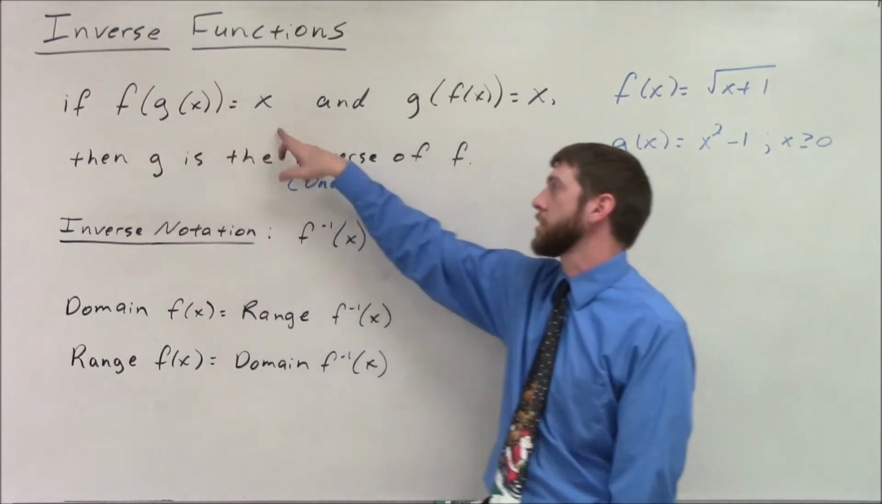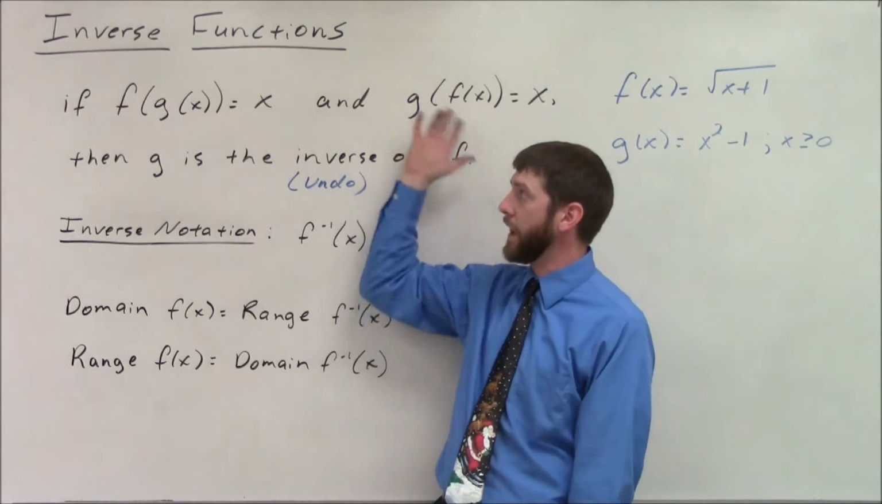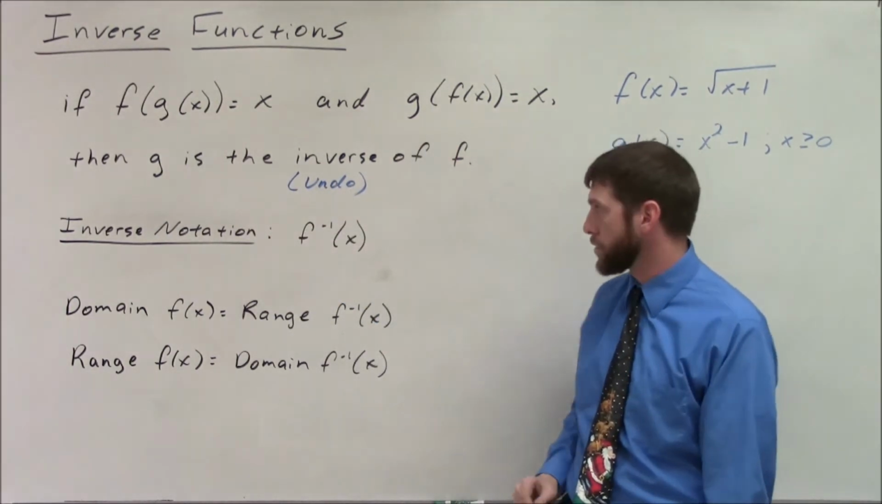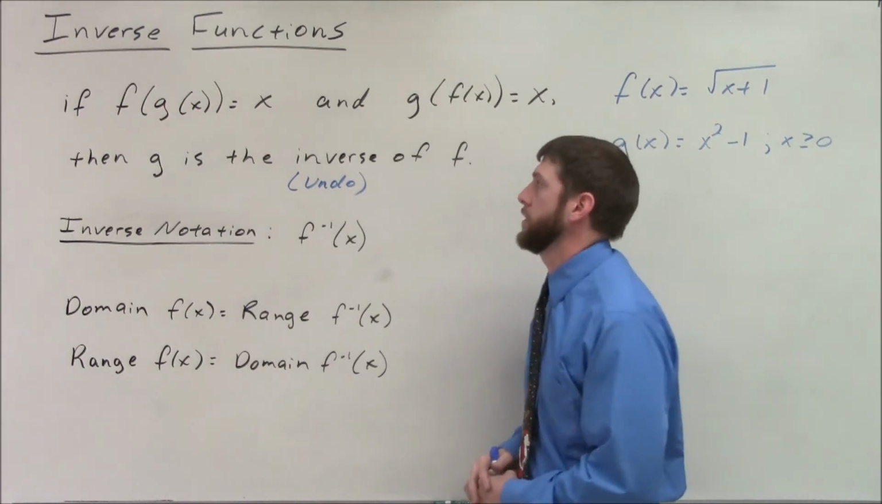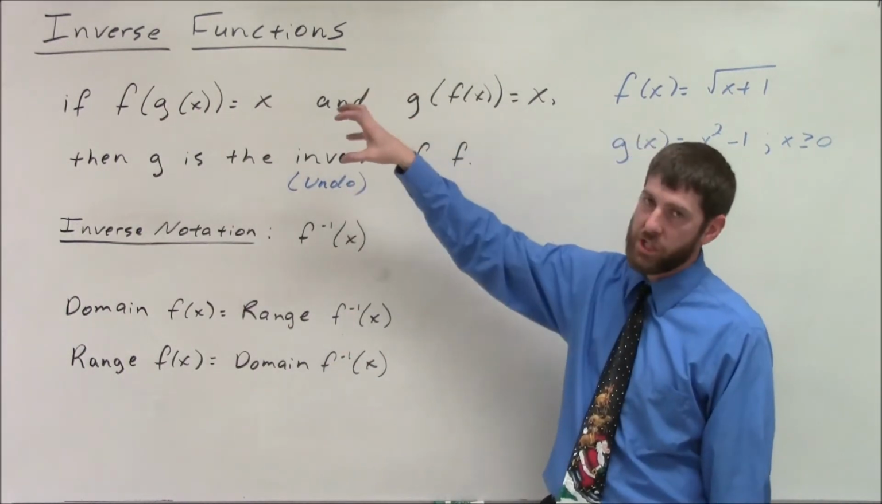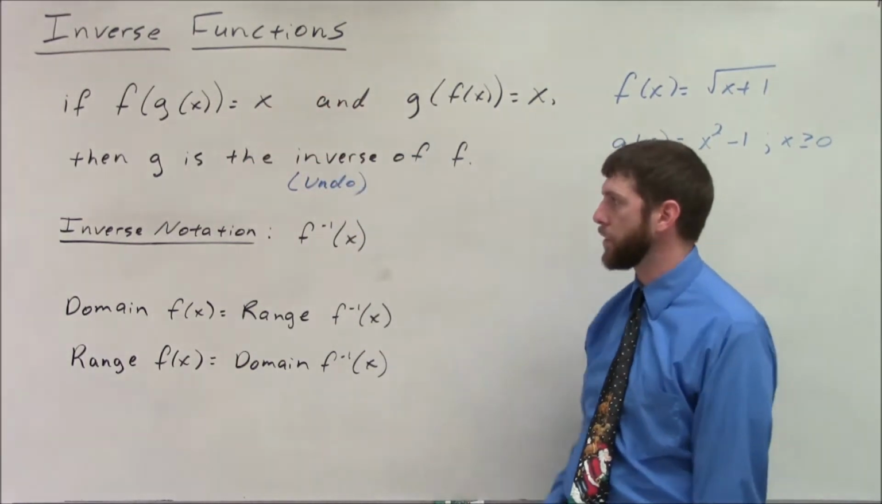So that's what inverse functions say. f of g of x should equal x, and g of f of x should equal x. If that occurs, then g is the inverse of f, and consequently f is the inverse of g, so they are inverses of each other. So the composition of the functions gives us x, which is our identity function.